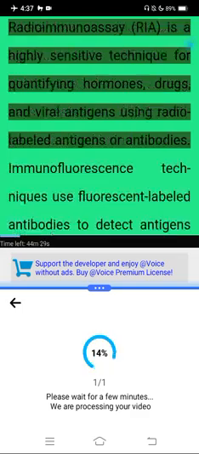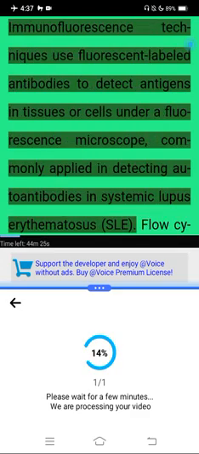Lateral flow assays are rapid diagnostic tests, RDTs, or point-of-care devices like pregnancy tests or COVID-19 antigen tests, combining simplicity with specificity. Radioimmunoassay (RIA) is a highly sensitive technique for quantifying hormones, drugs, and viral antigens using radio-labeled antigens or antibodies. Immunofluorescence techniques use fluorescent-labeled antibodies to detect antigens in tissues or cells under a fluorescence microscope, commonly applied in detecting autoantibodies in systemic lupus erythematosus (SLE).